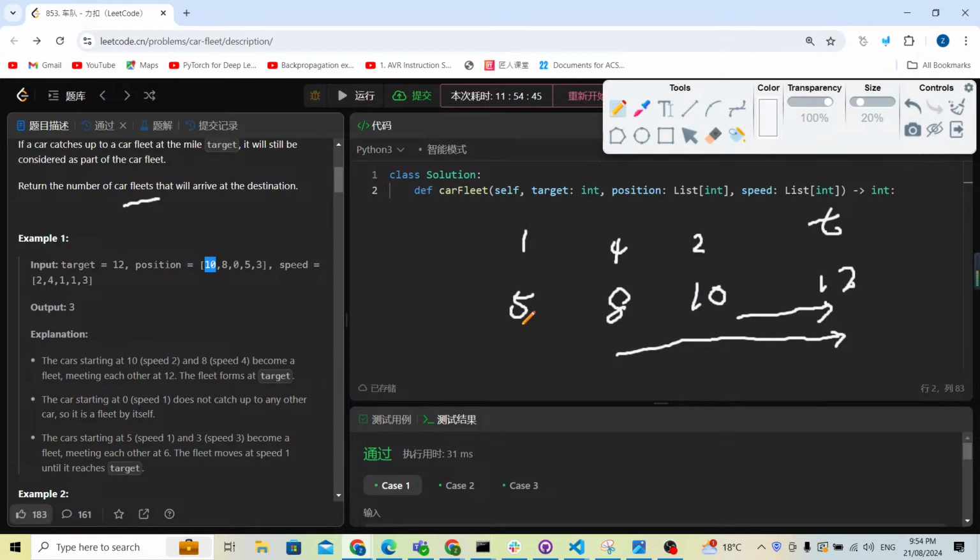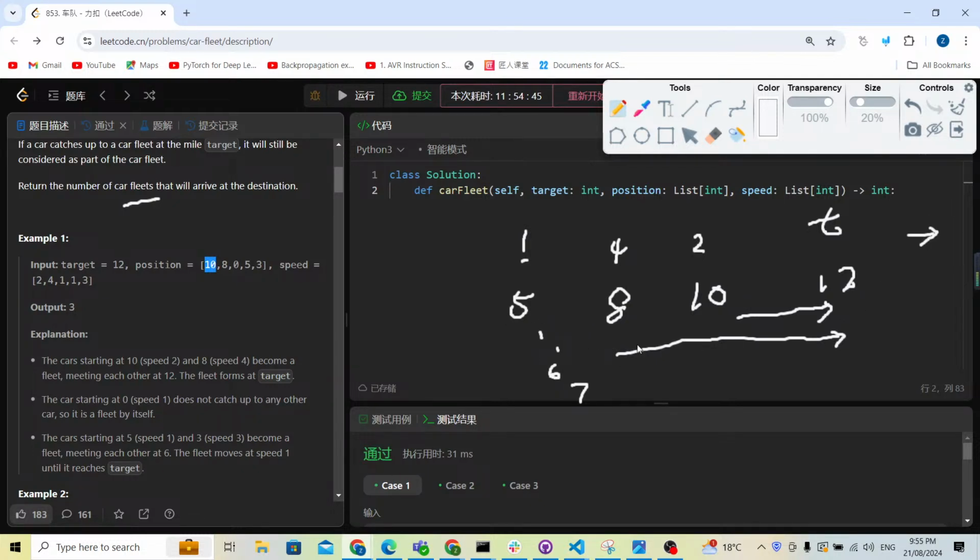For this one, the speed is 1 and the position is 5. It means after 1 second, this car is going to be at 6. So how many seconds do I need to get this car to the target? It is 12 minus 5, which is 7 seconds. So for this example, after 1 second, those two cars will be at the target, but the other car will be at 6, and then after 6 more seconds, it will be at the target. Those two cars have already reached the target and will go further. It means there will be two fleets.